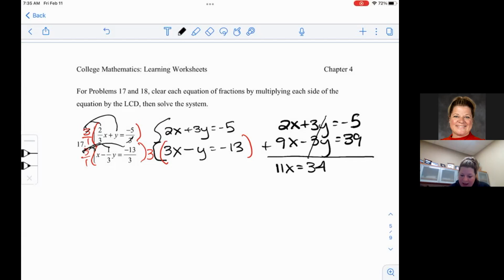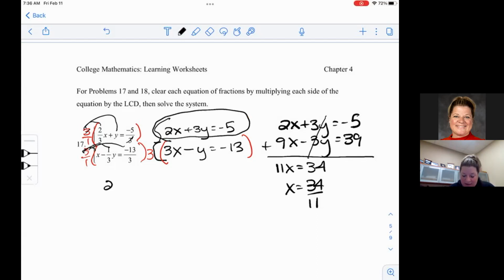Okay, that's not very pretty. X equals 34/11. Ew. So two things I can do. I can still substitute that back in, or I could do elimination twice, eliminating the x's. Really up to you. So I'm going to put this back into this equation here, only because it doesn't have fractions, and so it looks easier.